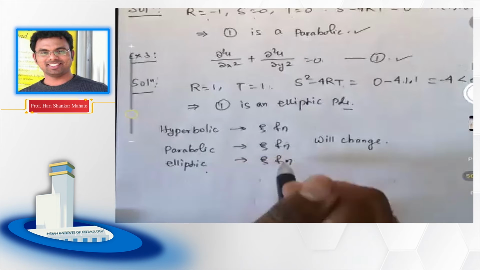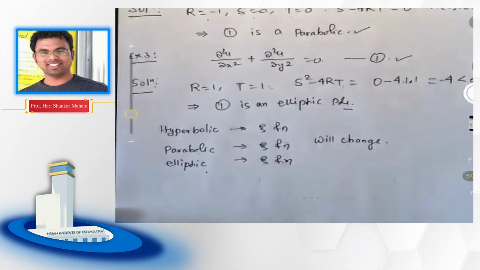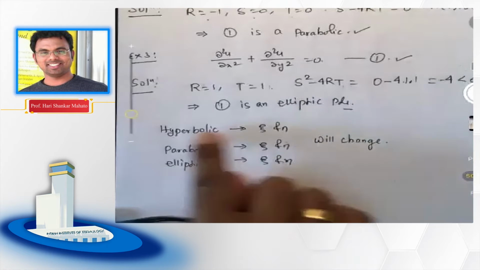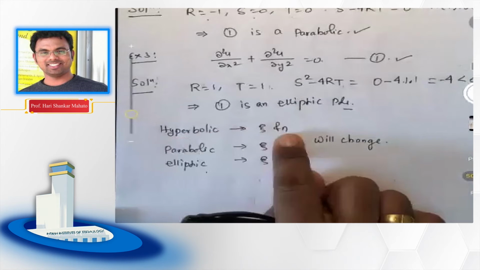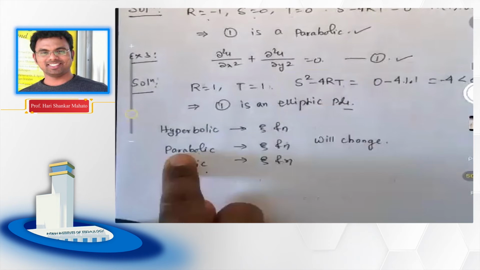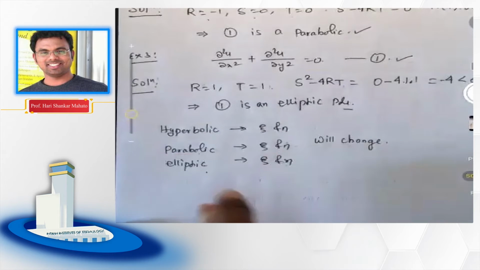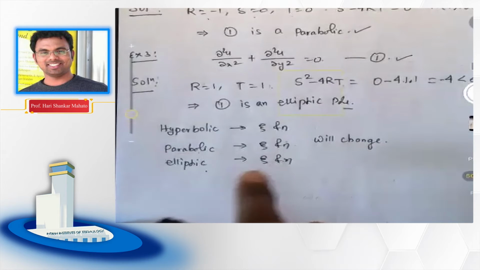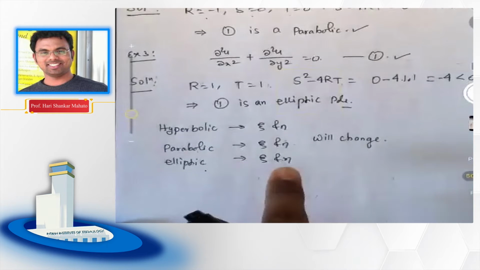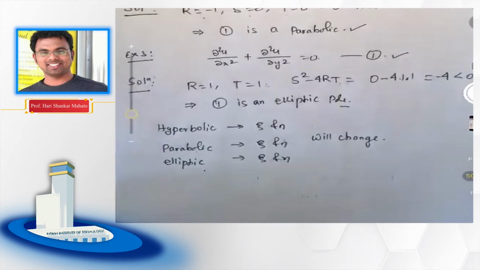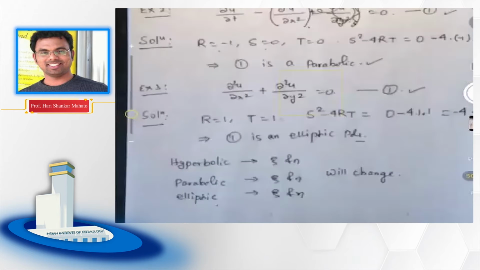And motivated from that, our canonical form will also change. So if you have a hyperbolic PDE, the method to find xi and eta will change. We will see how. And then your canonical form will also be different. A parabolic PDE has a different method to calculate xi and eta, and an elliptic PDE also has a different method. We are now going to see all three via some examples. So let's start with the hyperbolic PDE. I'm going to start on a new page.